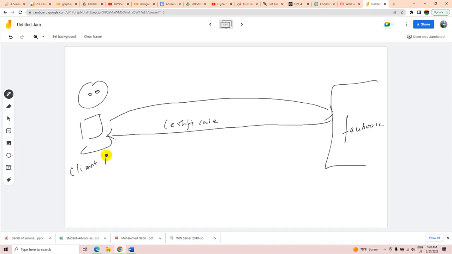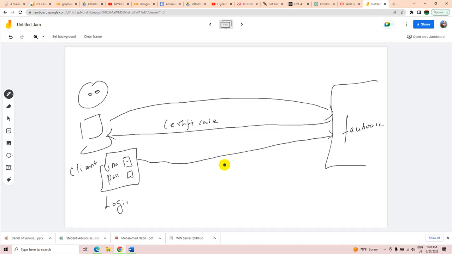okay, then you have a login page. So here you have the username, here you have the password. So you enter the username, you enter the password. Now you send these details, and these username and password are authenticated by the Facebook server. So this is an example of two-way authentication. Okay.